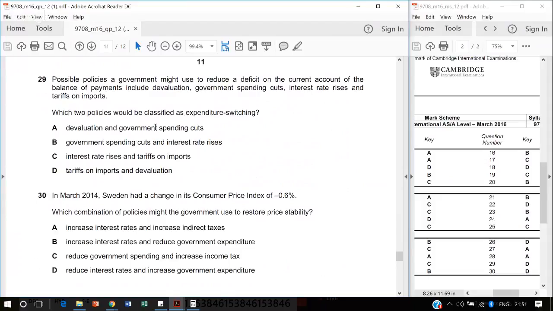Tariffs on imports and devaluation. Those are two policies which are definitely going to reduce the current account deficit, because devaluation is going to do that, and tariffs on imports will do that as well. And those are going to cause consumers to buy more goods domestically.